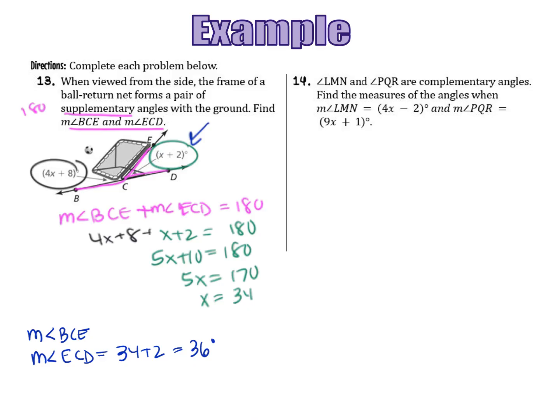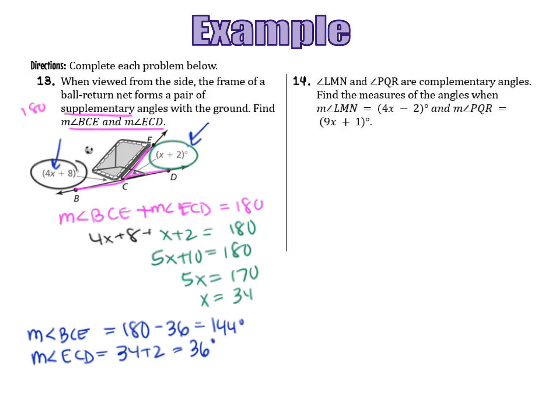And then angle BCE, I can either find by plugging 34 in for x or by subtracting 180 minus the angle that I already found, because they are supplementary. When I do that, I'm going to get 144 degrees.